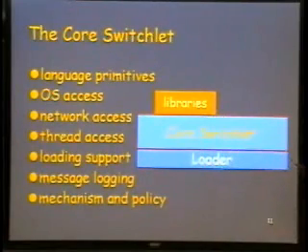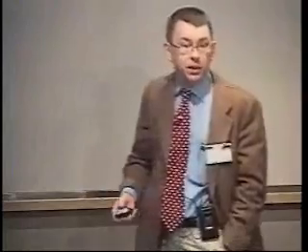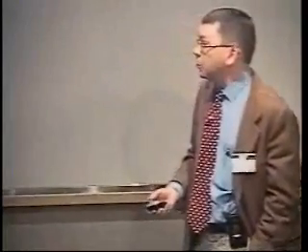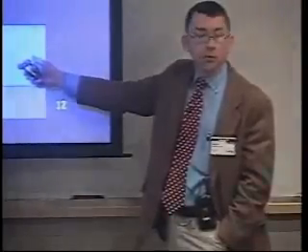So the examples are things like thread access, message logging, and what we've added here is some policy. The libraries have everything else. So they have IP and UDP. Basically, it's like a user space IP, user space UDP, any sort of utility functions you need. This doesn't need any privilege. It's a library. This needs privilege because it's getting access to OS features and device features that don't share well in an arbitrary way.